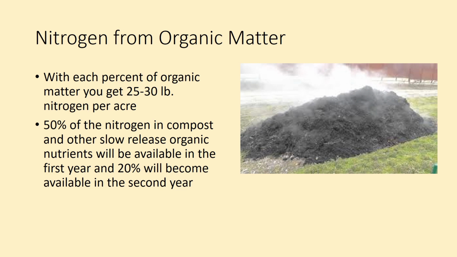As soil organic matter breaks down, it also becomes a source of nitrogen for our garden. For each percentage of organic matter you have in your garden, you will get about 25 to 30 pounds of nitrogen per acre. You want to be sure to account for this nitrogen when you're figuring out how much fertilizer to buy.